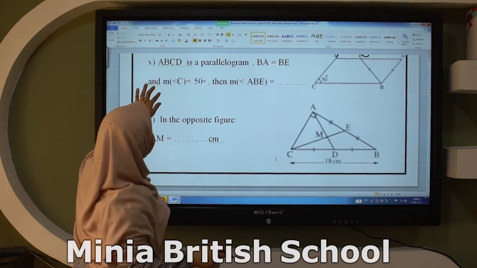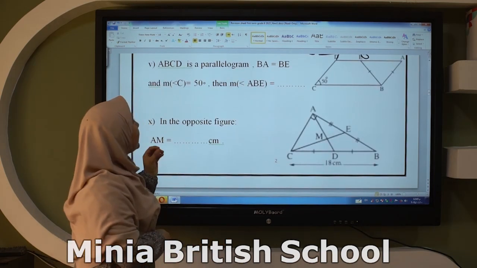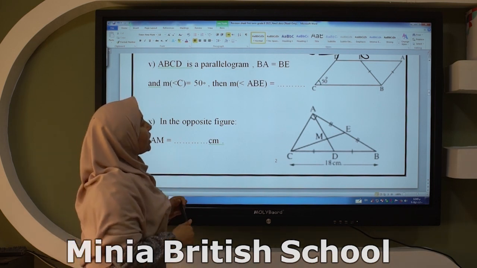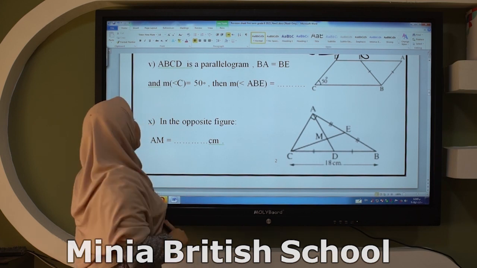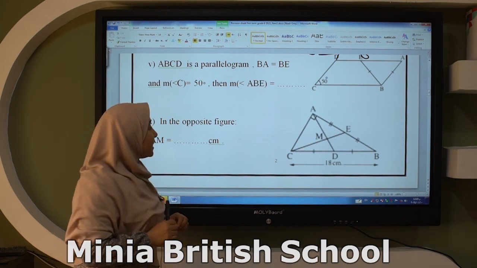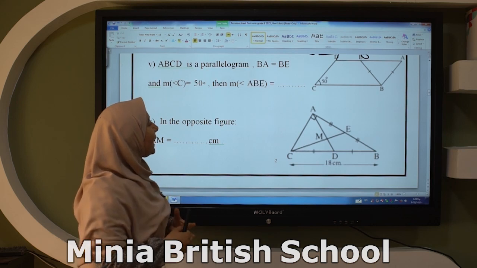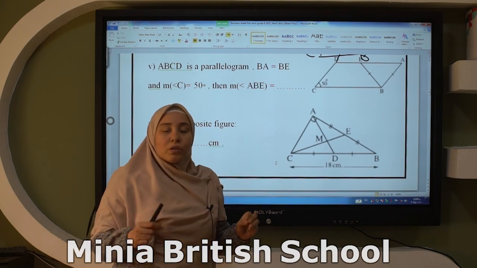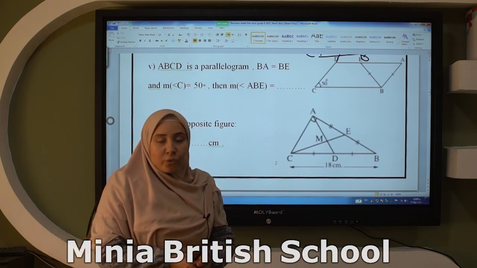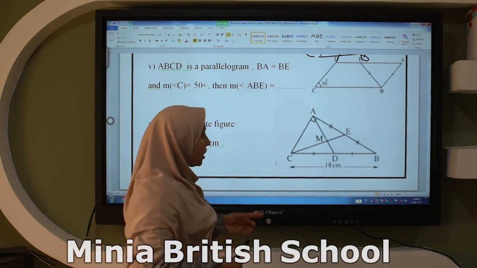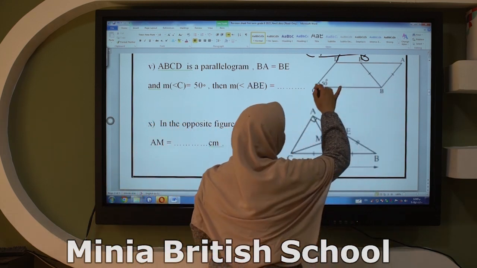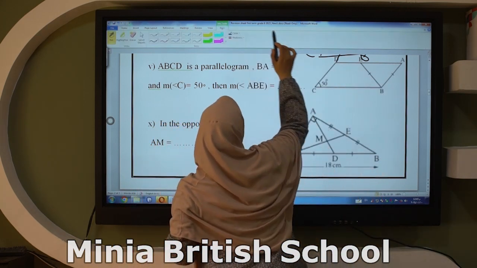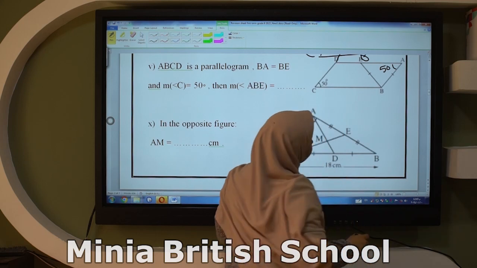The next one, ABCD is a parallelogram where BA equals BE. The measure of angle C equals 50 degrees. Then the measure of angle ABE equals what? We know the measures of the opposite angles in a parallelogram are equal. Then angle A and angle C are two opposite angles. Then the measure of angle A also equals 50 degrees.